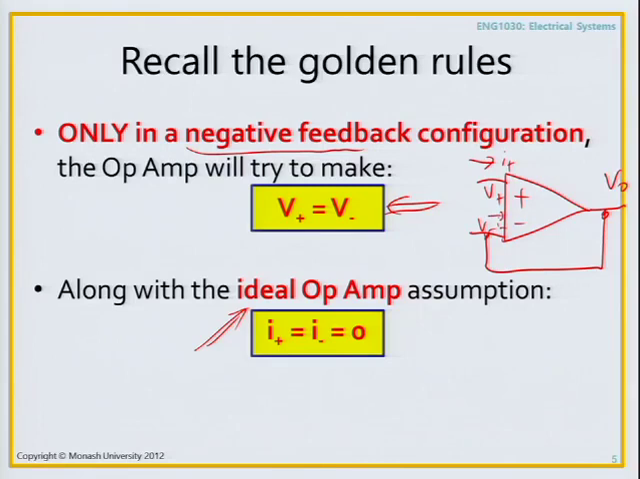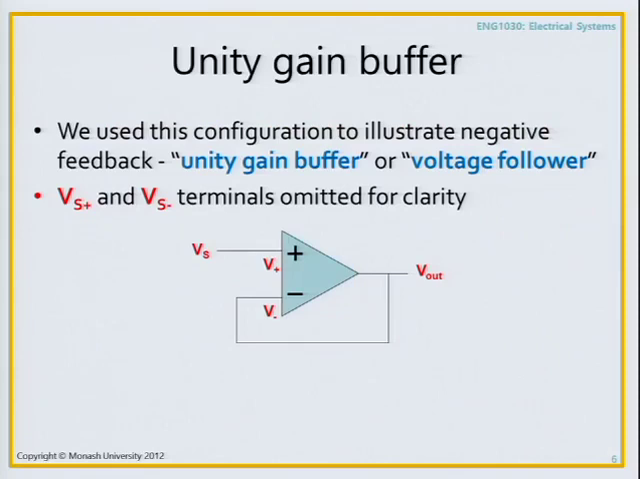These arise because we assumed that there was a resistor in here, and that resistor had infinite resistance, so no current flowed. In reality, not quite true, but in analysis, we can take it as true for ENG1030 anyway. So with those in mind, this is the circuit that I showed you, where we just connected the output directly back into the negative terminal. And there's another name for this, it's a very common circuit. It's called a unity gain buffer.